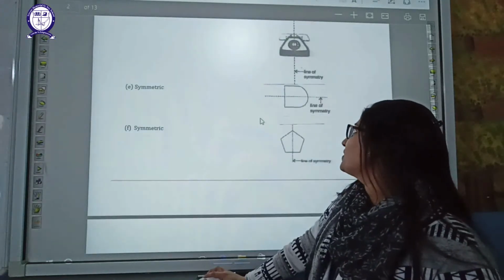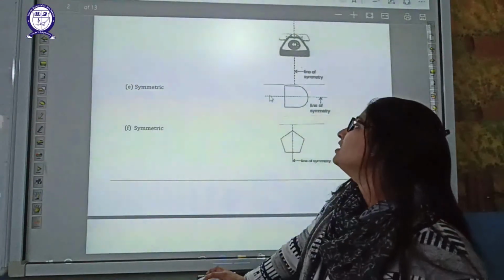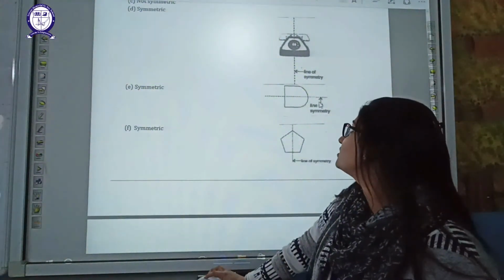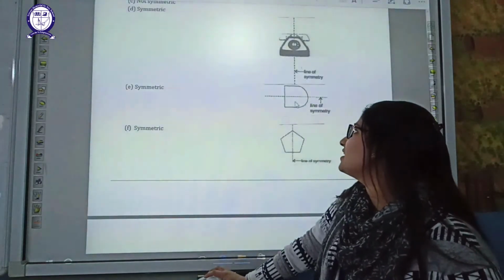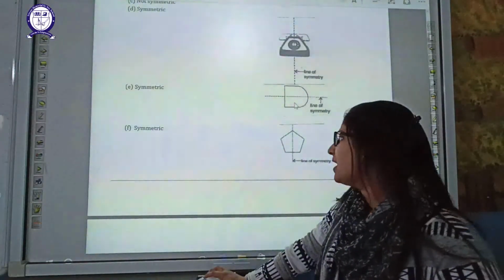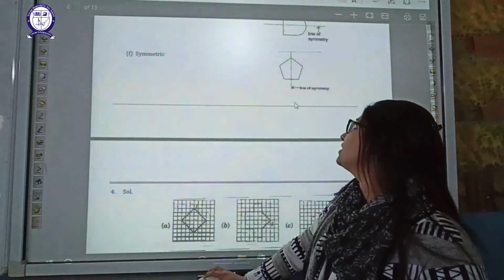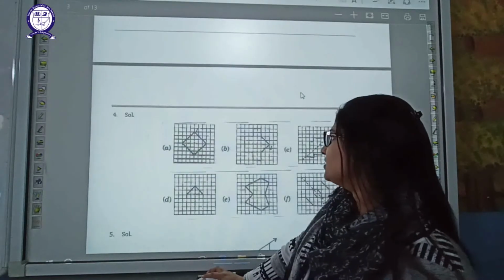Now, in part E, we can see that this is the letter D. In this we can make a horizontal line of symmetry. This line is the horizontal line of symmetry, and as you can see, this is dividing this D into two equal parts. Okay. In part F, this is the pentagon, and the vertical line of symmetry is here.